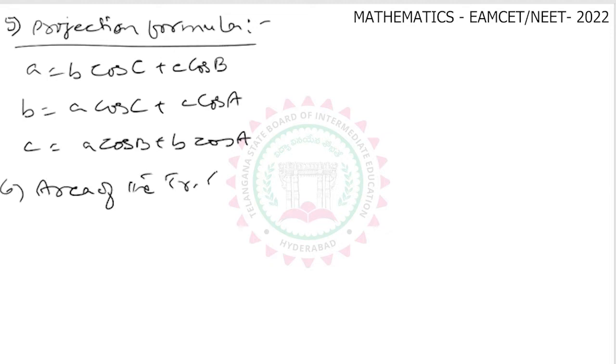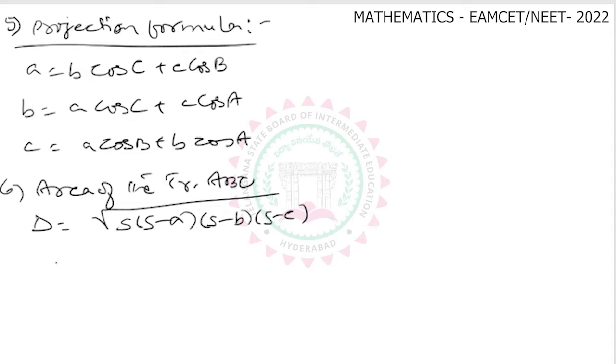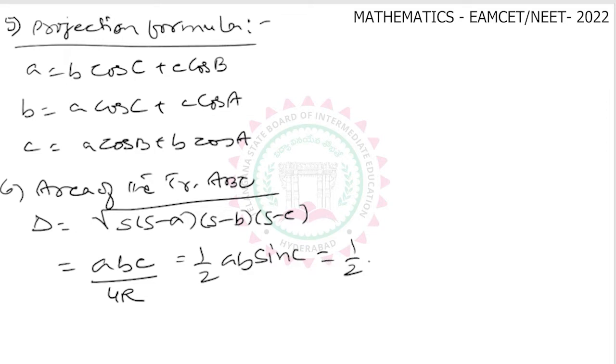Area of the triangle ABC is denoted by delta, which in terms of sides is root of s into s minus a into s minus b into s minus c, or delta is also equal to abc by 4R, or delta is also equal to half ab sin C, equal to half bc sin A, equal to half ca sin B. So these are the formulae for the area of the triangle, right? So according to our need, I have to select a formula.